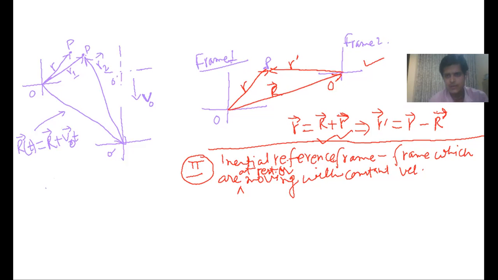So from here again, what we have earlier is this set of equations. So I can write from here only, R prime equals R vector minus capital R vector.